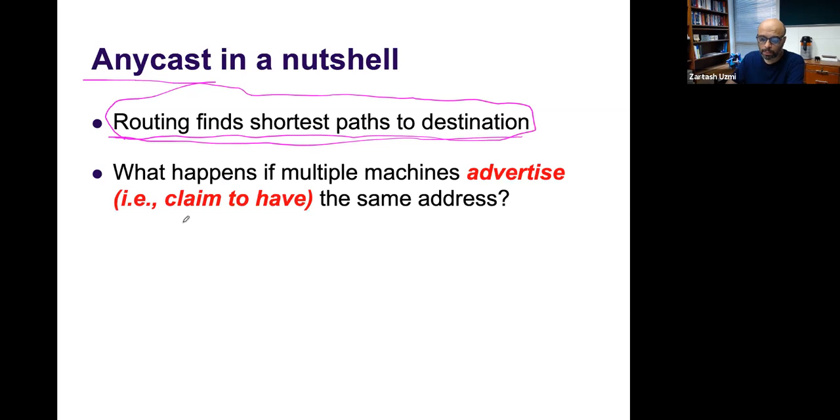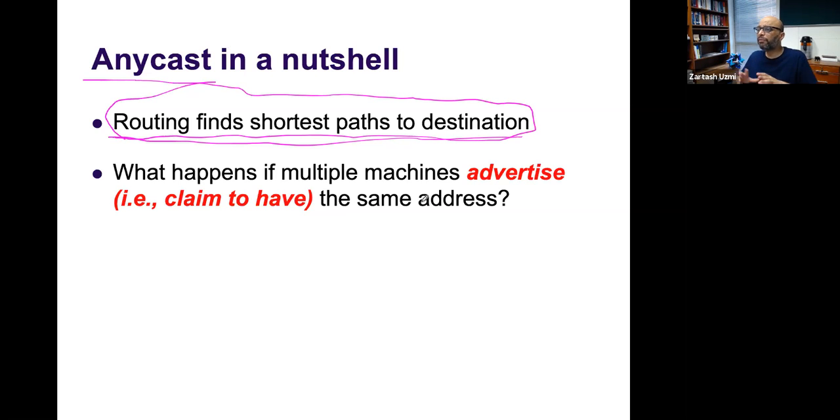So what happens if multiple machines claim to have the same address? Remember what we said in case of routing: if you want to send a packet to a destination, you put the destination IP address inside the packet and send it off. Then the routers on the way open the packet, get the destination IP address, match it against their tables, and send it towards the right destination.